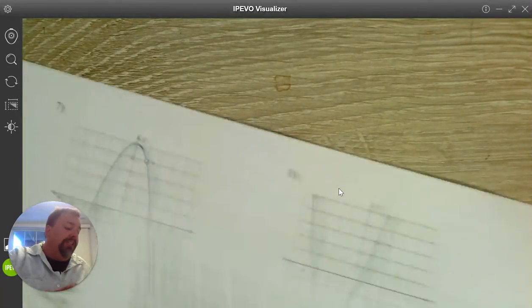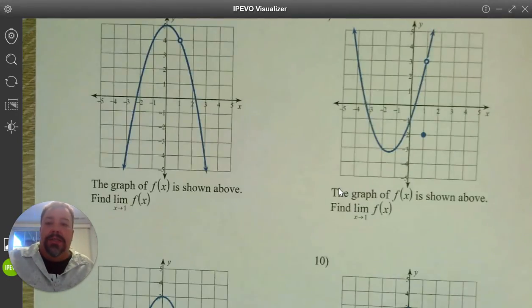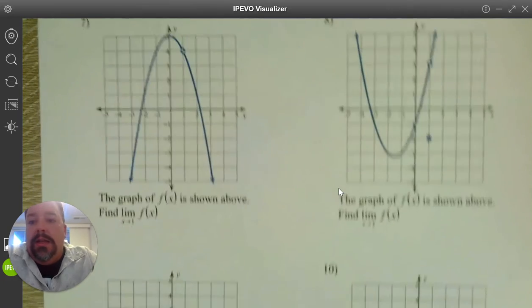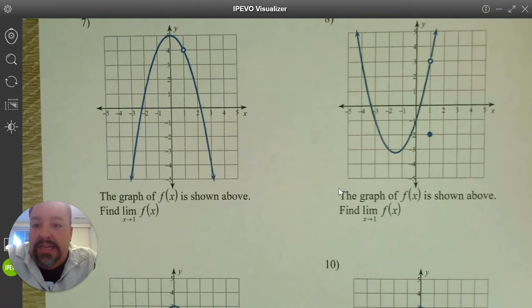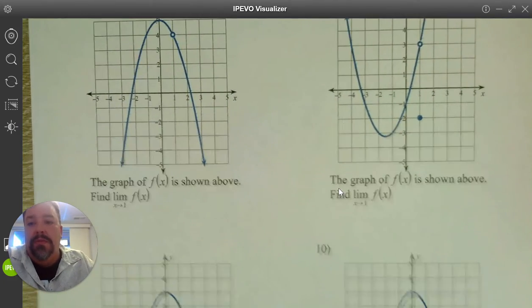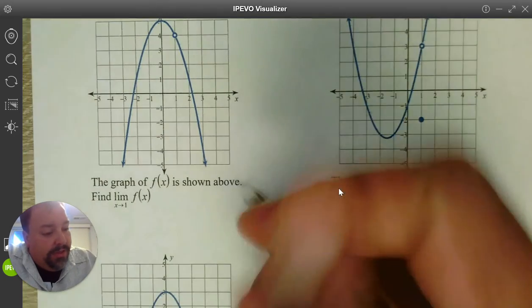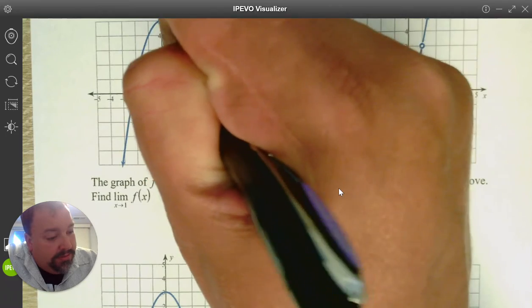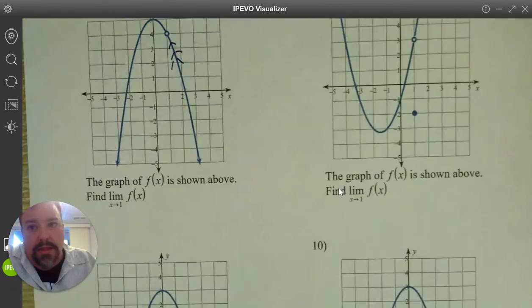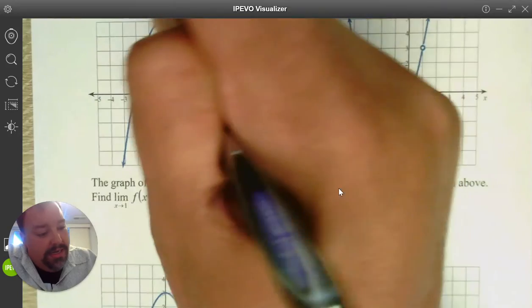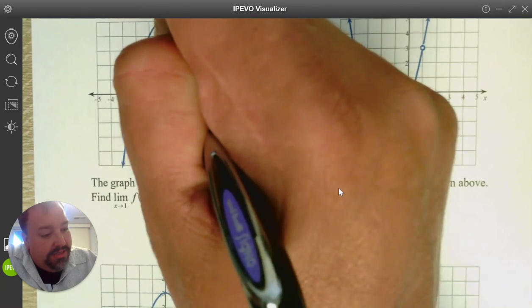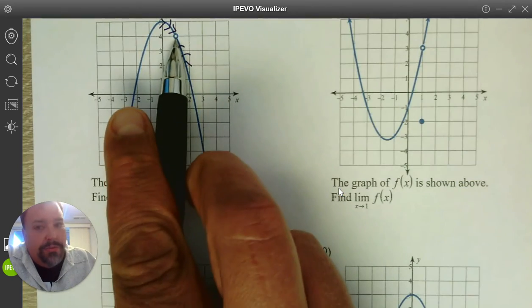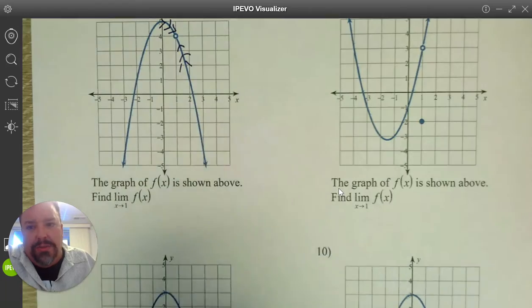On the second page, we have some graphs. So here's our first one. The limit as x gets closer to 1 from this graph. So we're getting closer and closer to 1. And here's our little trail. We're going to come from the right side. We're going to come from the left side. As x gets closer to 1, our y values would narrow in and get closer to 4.